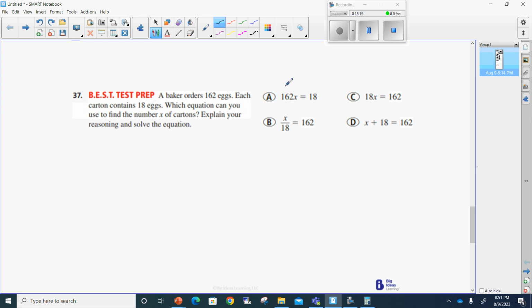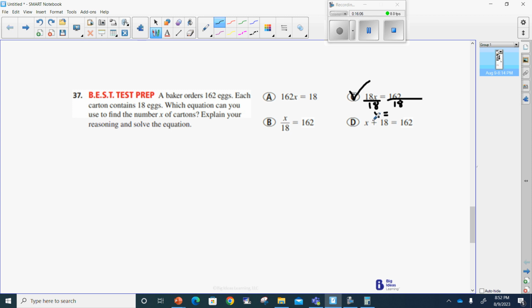So if we're looking at these, A says 162 times x will equal 18. That's not going to work, because when I divide 162 away, I'd have to divide 18 by 162. That doesn't work. On B, I have x over 18, which means I'd have to multiply that by 18 to get rid of it, which means I'd have to multiply 162 by 18. That's not going to work. On C, I have 18x equals 162. I would have to divide 18x by 18 to isolate x, which means I would divide 162 by 18, and that's exactly what we said we need to do. So C is going to be our correct answer here.